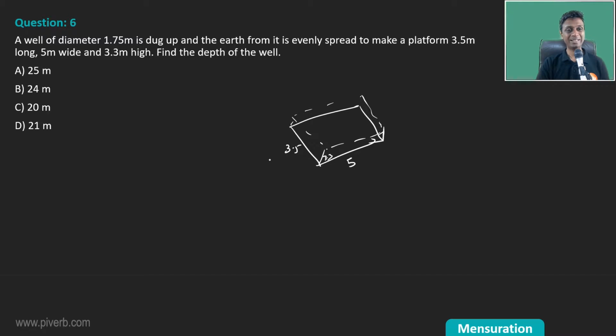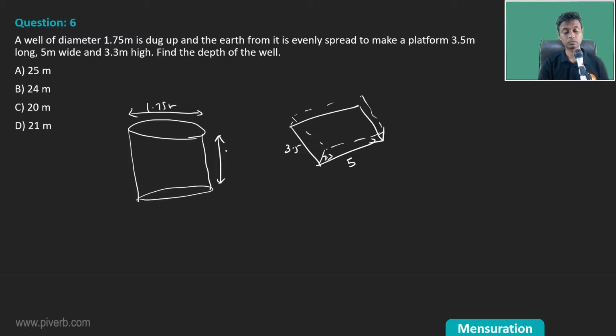Wonderful. By digging up a well of diameter 1.75 meters to some height, think about this, the diameter is given, the height is given. We'll dig up some volume of earth, of sand and material from inside. We'll dig this out and then that is spread out here.